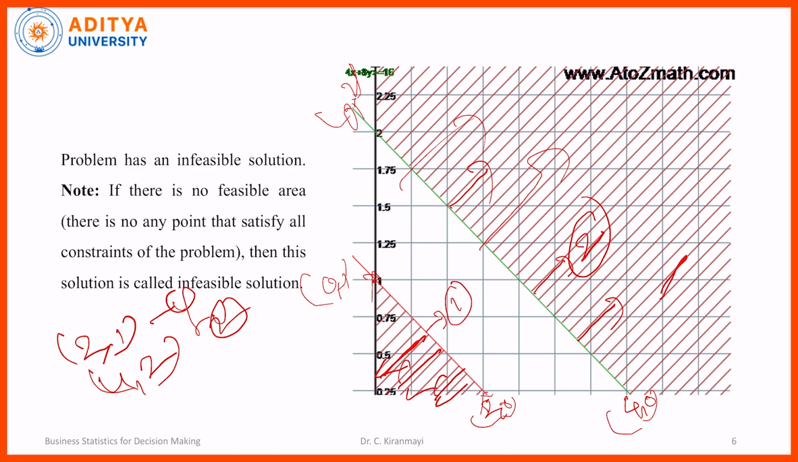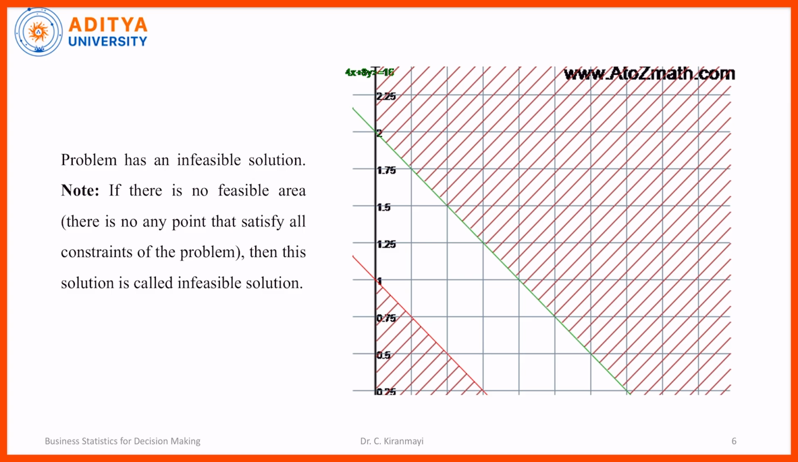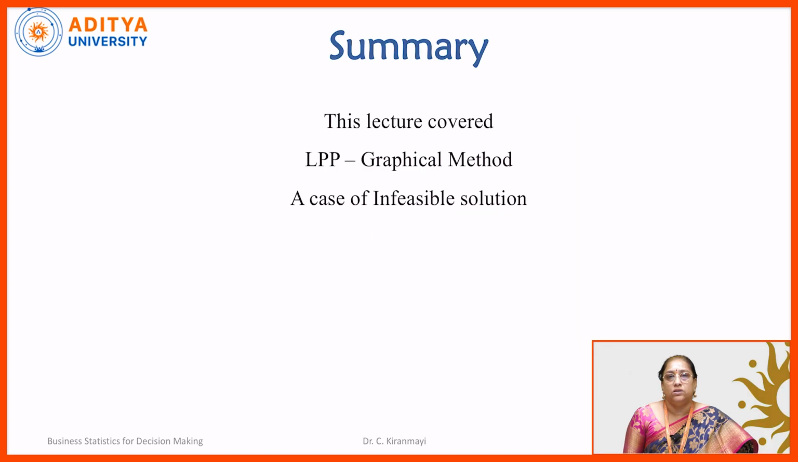So, if we observe this problem, there is no common region for both the lines. Therefore, since we could not find the common region for this problem, we can say that there is no solution space. There is no solution space implies that there is no solution for the linear programming problem, technically which is called infeasible solution. So, by the end of this lecture, we understood how to solve the linear programming problem using graphical method, a case of infeasible solution.